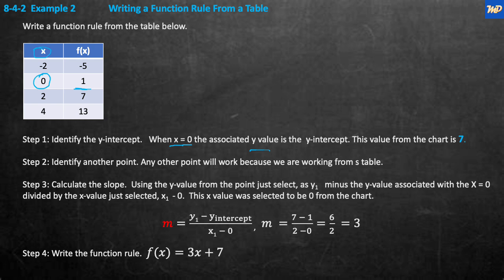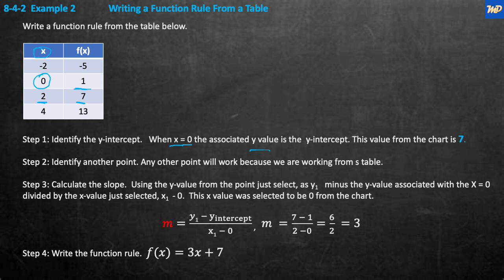Step 2, identify another point. Any other point will work because you're working from a table. It's all integers as we see here. Pick another set of integers. We can pick 2 and 7 or minus 2 and minus 5. In the problem here, we picked 2 and 7, so let's do what they picked. 2 is the x value, and the f of x value is 7.